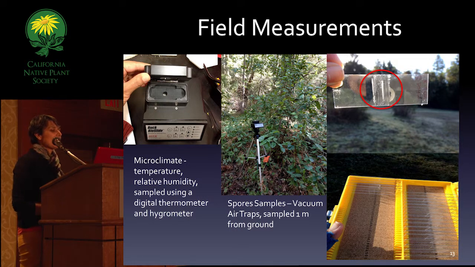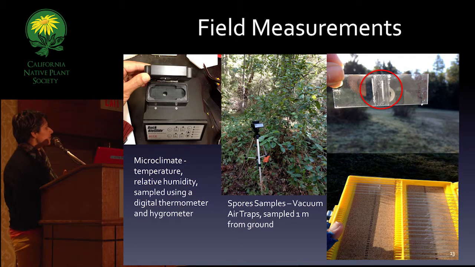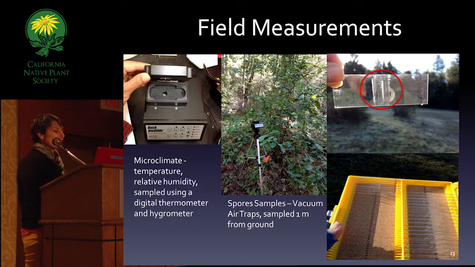It's a vacuum air pump, and it vacuums the air at a standard rate. And it's very high tech, you put a microscope slide with Vaseline, and you can basically capture along a spore trace, see the circle here, air particulates, and in particular, hopefully, fungal spores. And so I set up these traps at various sites, and I sampled approximately 1 meter from the ground.